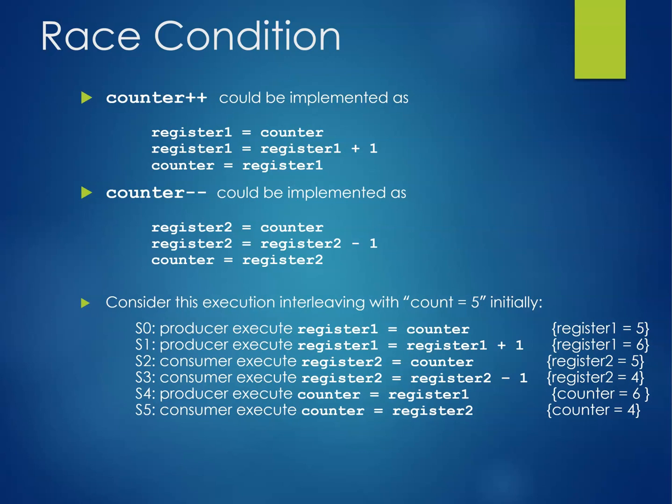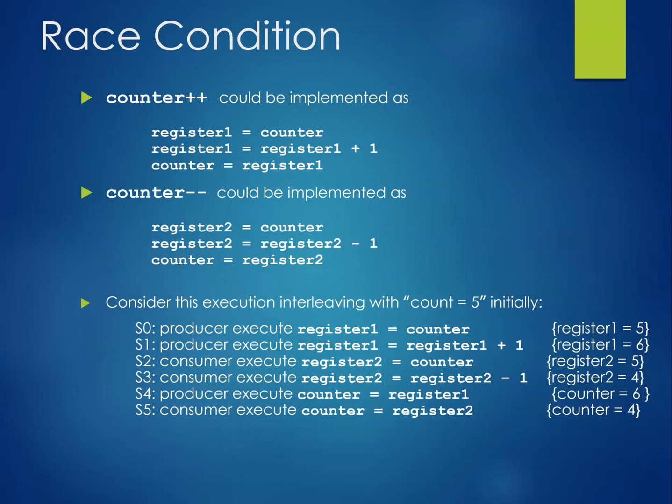counter++ could be implemented as register1 = counter, register1 = register1 + 1, counter = register1. Similarly, counter-- could be implemented using the same strategy. But if we interleave with count equals 5, so state S0, the producer executes register1 = counter, so register1 equals 5. S1, the producer executes register1 = register1 + 1, so register1 equals 6.